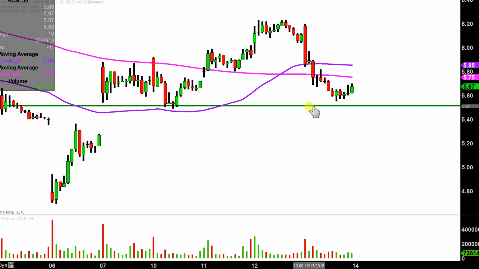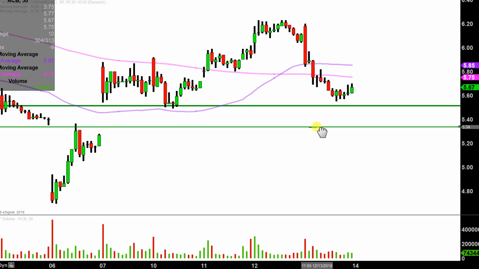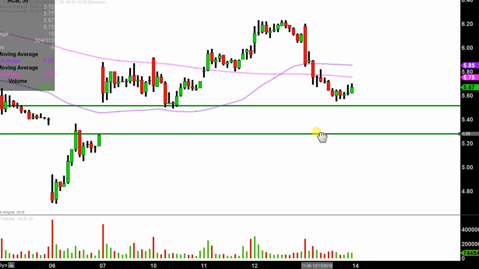But like I said, when a lot of people are watching a certain level, that's where prices can really get jumpy. In the event the price cannot hold above the 550 mark, next key level of support after that would be that gap close location right around $5.25.